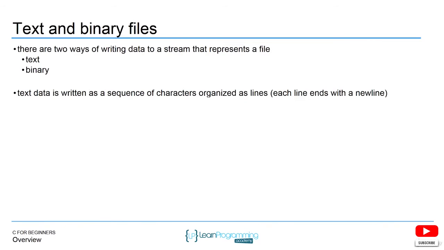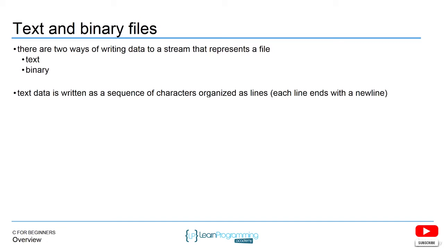There are two types of files. There are text files and binary files. A text file is data written as a sequence of characters, organized as lines. Each line ends with a new line. And the text data can vary from system to system depending on how characters are interpreted.